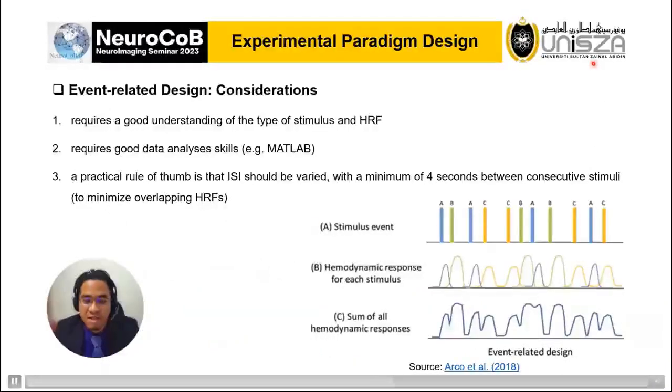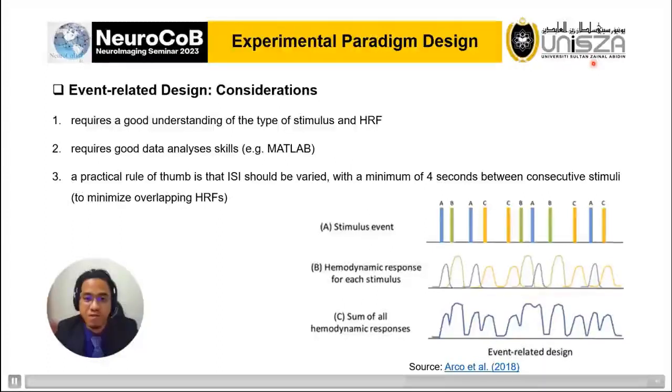Also, when using event-related design, there are several things that we need to consider. The first thing is that it requires the researcher to have a good understanding of the type of stimulus and HRF. If not, this may lead to misinterpretation of the results. Second, it requires the researcher to have good data analysis skills. For instance, when analyzing event-related data in, for example, MATLAB, the researcher must accurately key in the time points in which the stimuli were presented to the participants.